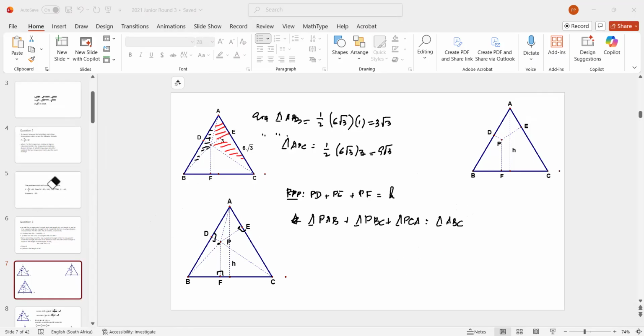Okay, now let's just take each one. Triangle PAB is a half AB. I'm just going to call it PD. I'm not going to give it the value that was given in the problem. Half AB times PD, and PBC is half BC times PF. That's this triangle here.